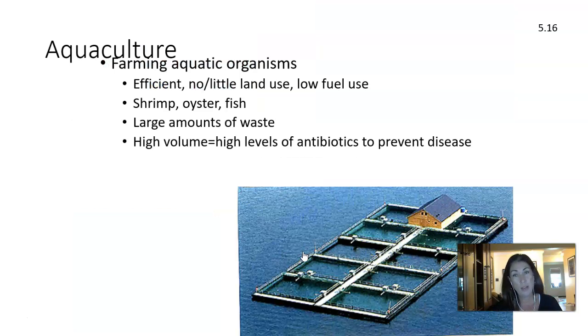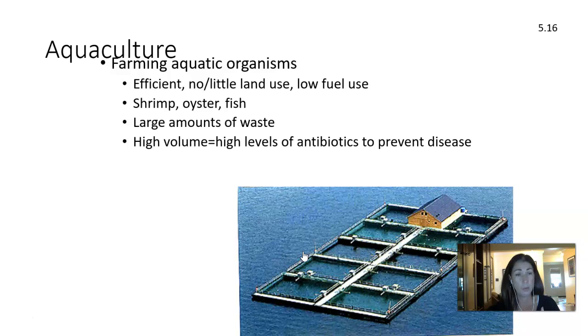Now, one of the ways that we get food from our oceans is literally farming in our oceans. And we call this aquaculture. So this is farming in the water. Now, this tends to be a very efficient way of getting our food because there's very little land use. There are some times where you might farm on land in giant pools. But a lot of times we are using the ocean as its own location. And it tends to have much lower fuel use than our traditional agricultural methods.